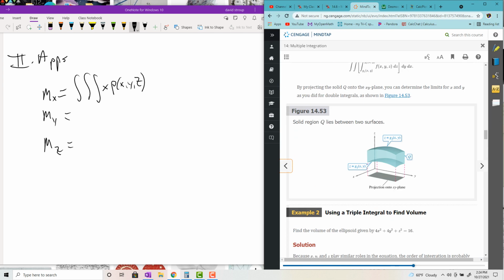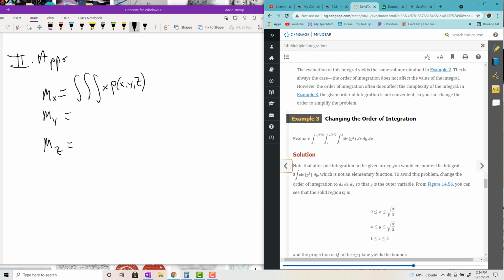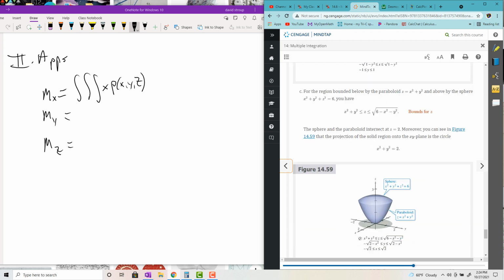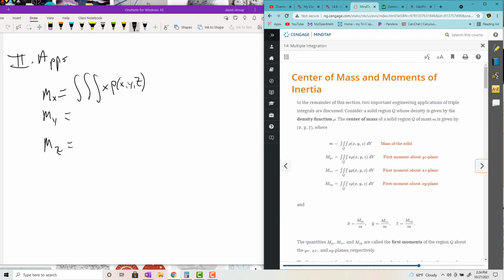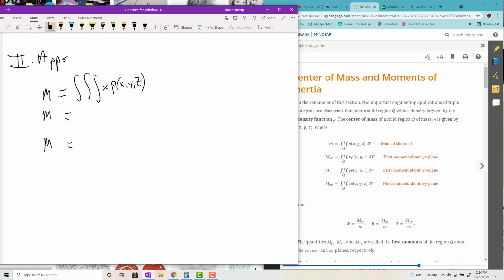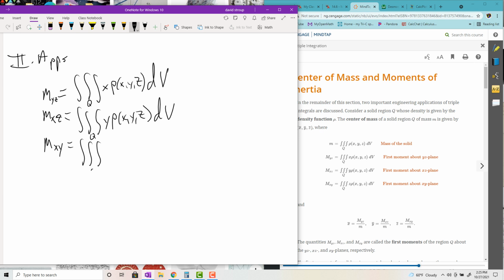Let me make sure I get these formulas correct before I start throwing them all over the place. Yeah, so I guess they're not calling it moment about axes, they're moments about planes now. So you'll have a moment about the YZ plane, and that will be given by some distance x. And then you'll have a moment about the XZ plane, that will be given by some distance y. And then you'll have moments about the other plane, the XY plane, which is a distance z.